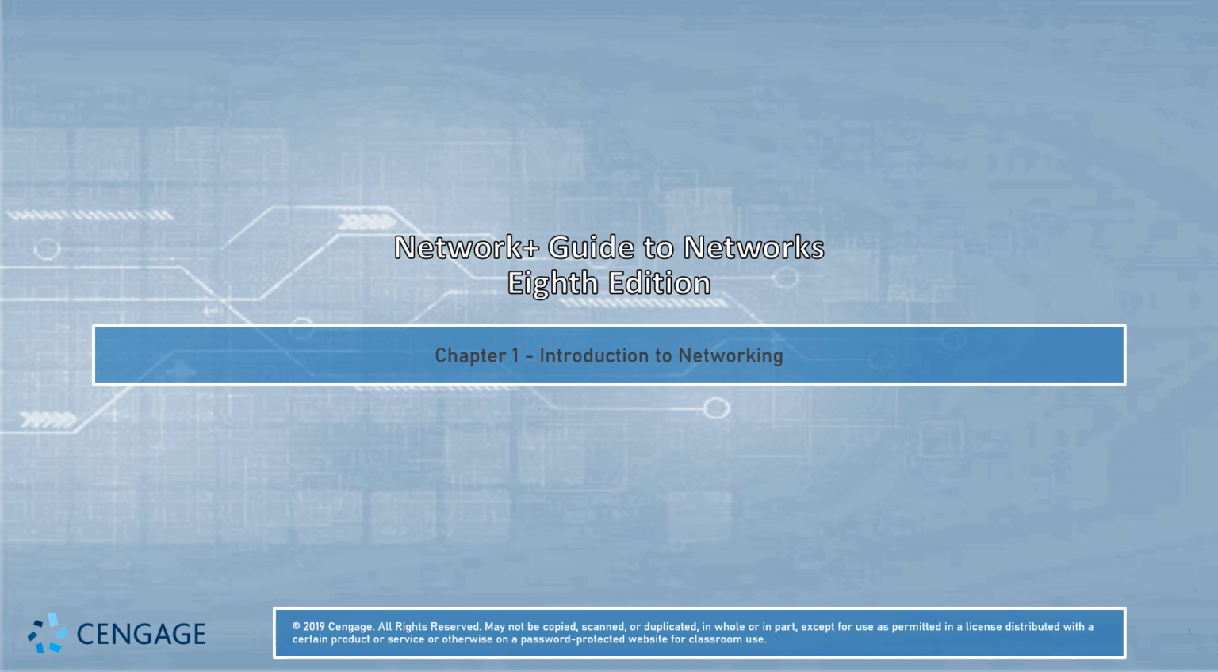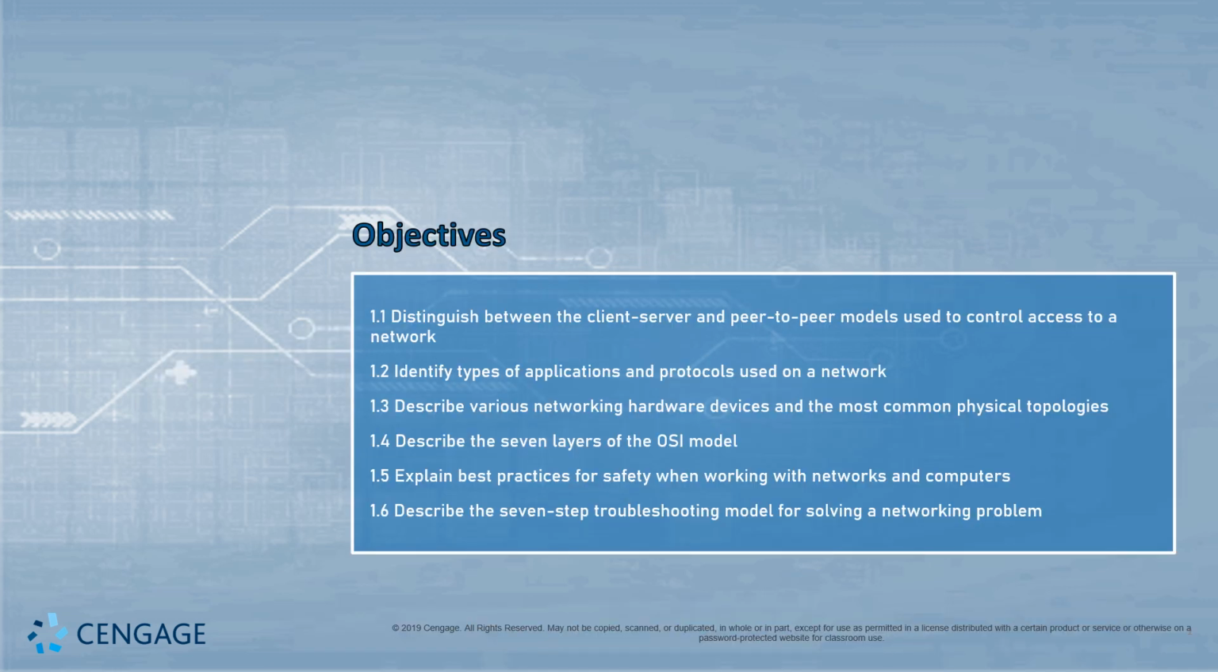Chapter 1 is about Introduction to Networking, so there are a couple of broad topics that we will deal with in order to give you a grounding in what to expect for the coming semester's lecture series. So we have 6 objectives today. We're going to distinguish between client-server and peer-to-peer models for network control and network access types.